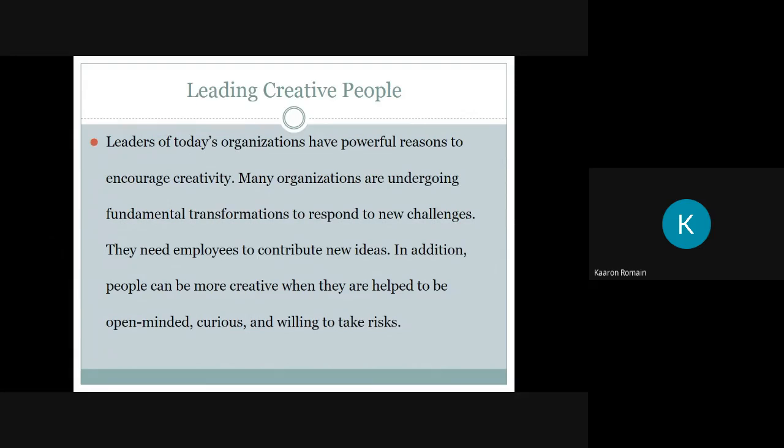Leaders of today's organizations have powerful reasons to encourage creativity. Many organizations are undergoing fundamental transformation to respond to new challenges. There is a need for employees to contribute new ideas. In addition, people can be more creative when they are helped to be open-minded, curious, and willing to take risks.